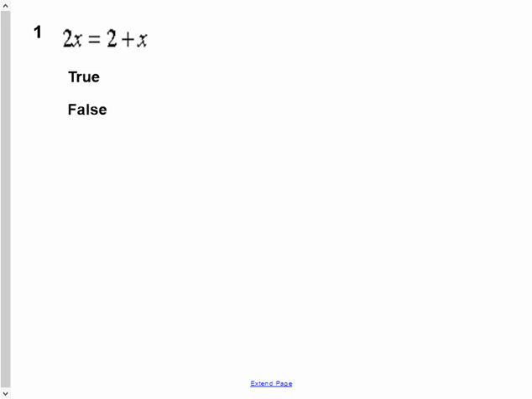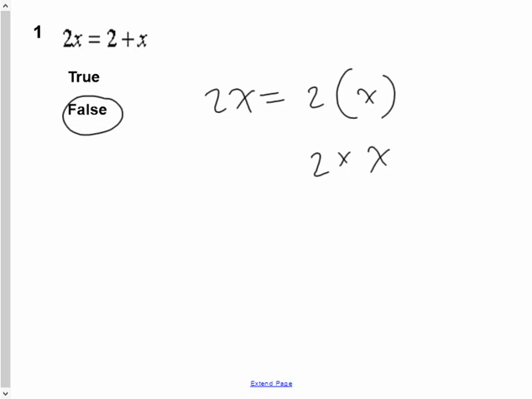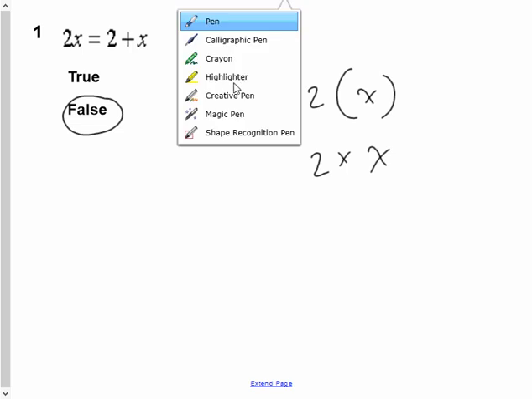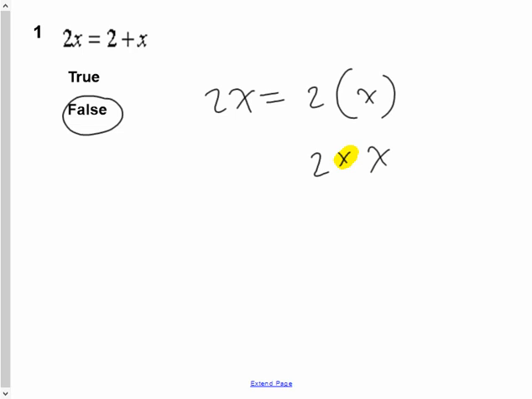And the first 6 questions are true, false. So the first one says 2x is equal to 2 plus x. The answer is false, because 2x is actually 2 multiplied by x. And the reason why we don't show multiplication when we do coefficients is obviously because this multiplication symbol and this x look similar, so we would never write it this way. We would always use 2 bracket x to show multiplication.